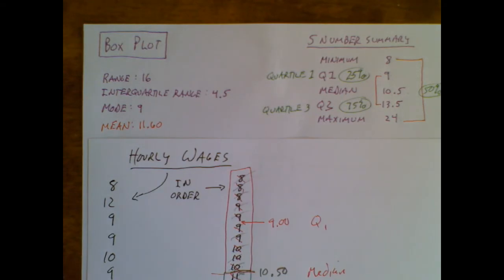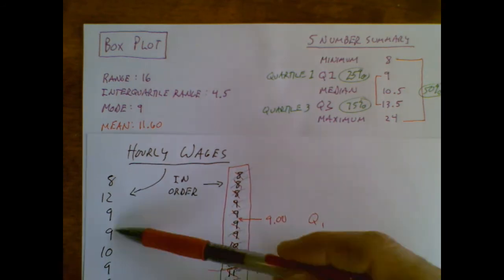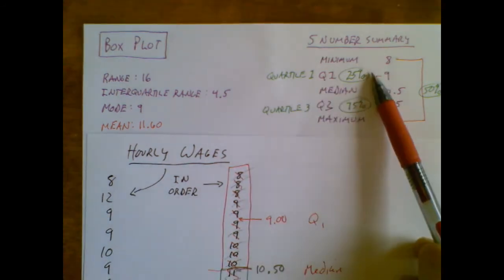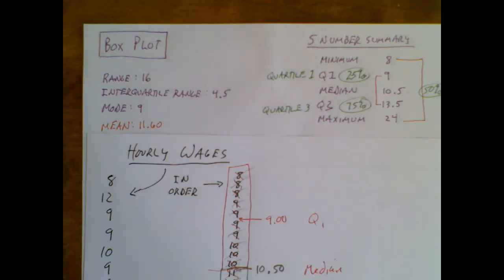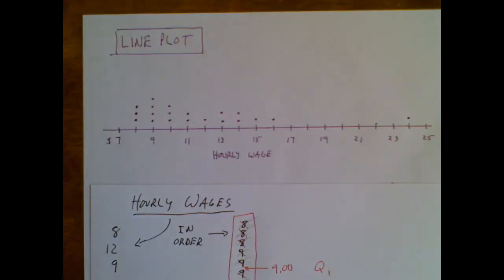The next thing we're going to do is take a look at how we can take this data set, or this 5-number summary which summarizes this data set, and create a couple of pretty pictures out of these. These pretty pictures are called data displays, and we'll do a box plot and a line plot. The line plot is really simple.